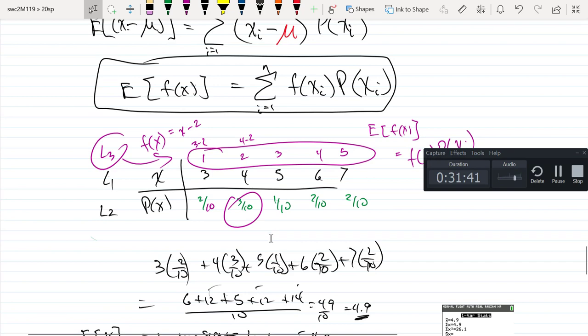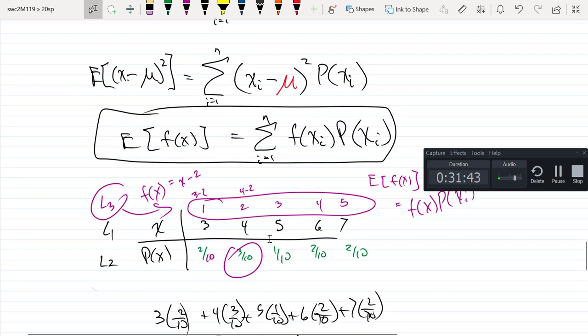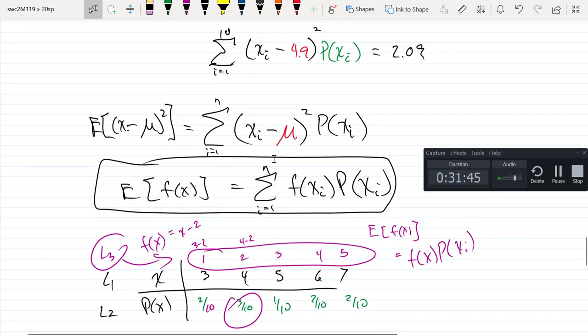And then next, what we're going to do is look at how we can use these ideas to determine the variance, right? The expected variance of a random variable.